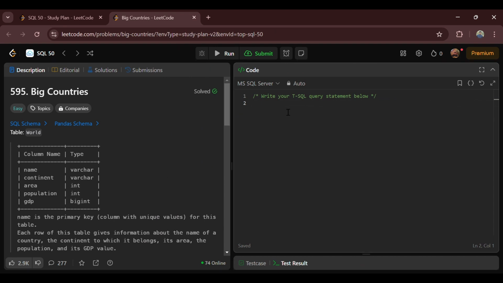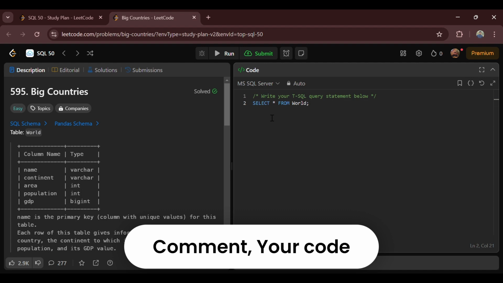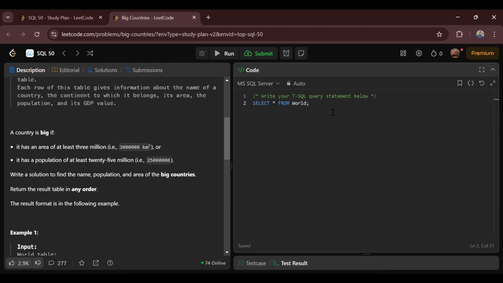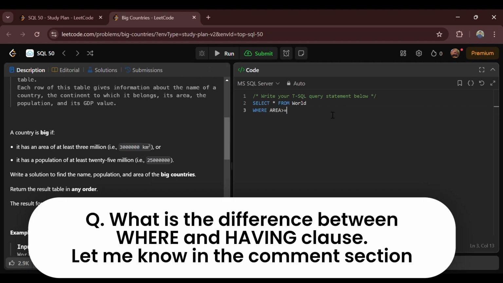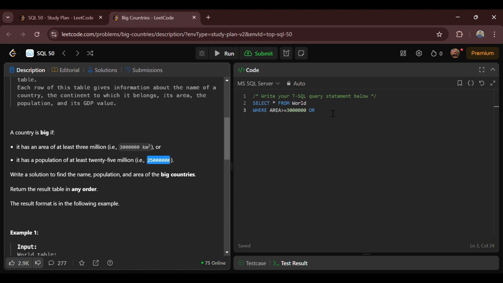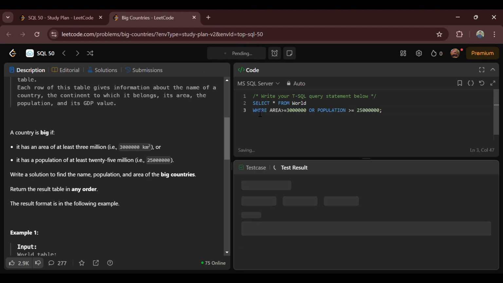Let's try to solve it. So select star from the table name. The table name is World. And what we have to do is filter, right? So how can we filter in SQL? Using the where clause. Where area is greater than or equal to 3 million. I'll copy this one. We have to use the or keyword because here or is given, or population is 25 million, right? So let's run and see the output.